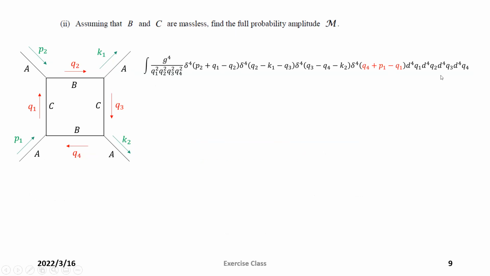And we can first consider Q4. So for Q4, we can consider this delta function. So it's the same as Q4 minus P1 plus Q1. So we can just replace all Q4 by P1 plus Q1.